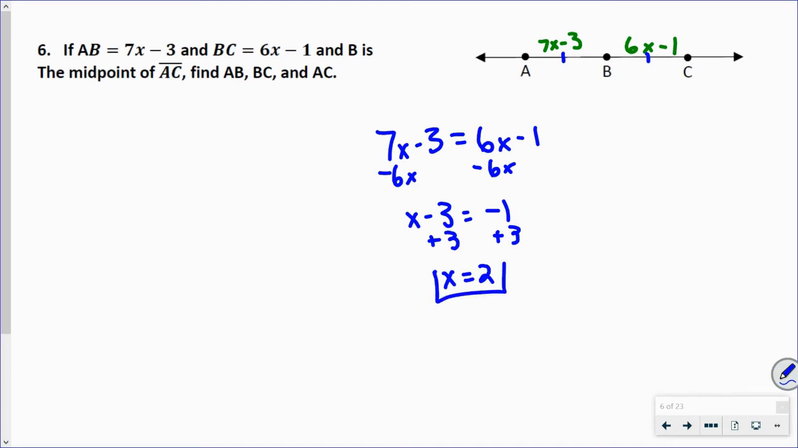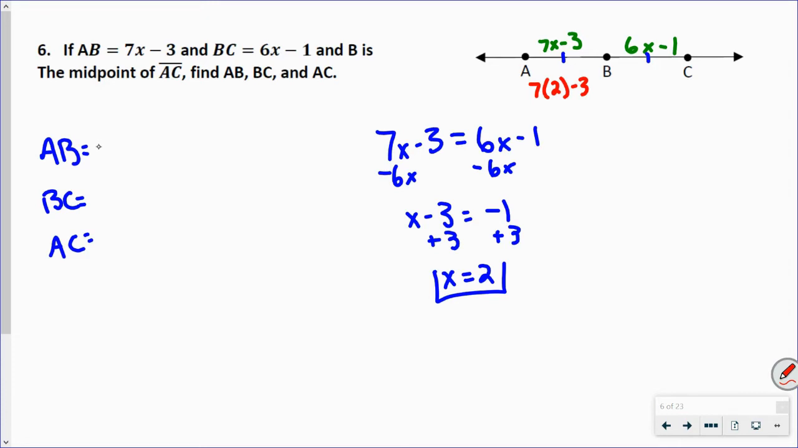But again, that's not what it asked for. It wants AB. It wants BC. It wants AC. Now, AB and BC are going to be the same, but I need to take this 2 and plug it in. So I have 7 times 2 minus 3. 7 times 2 is 14. 14 minus 3 is 11.